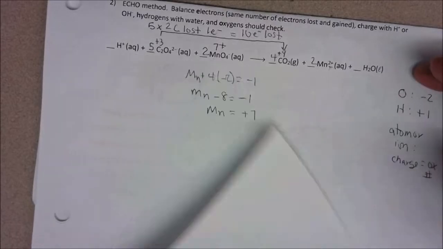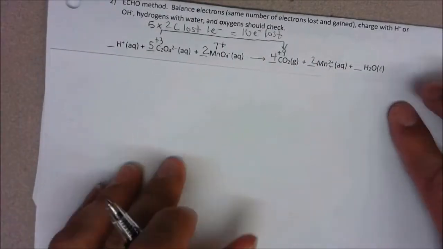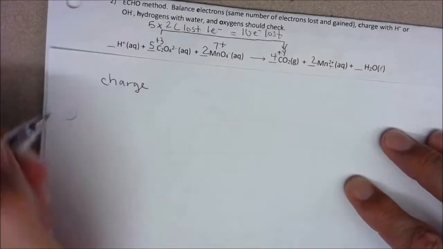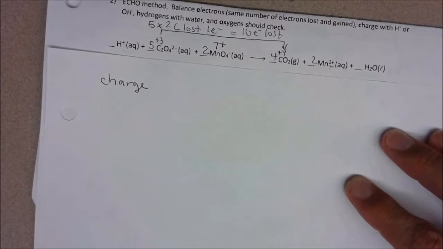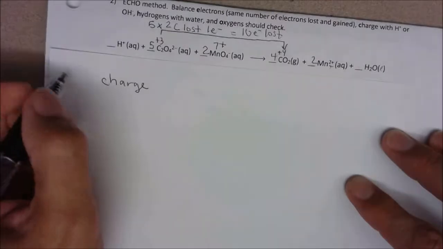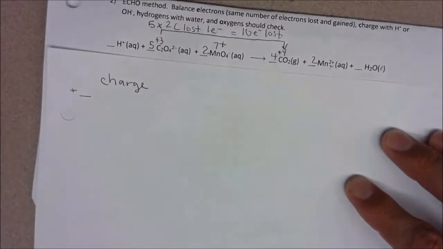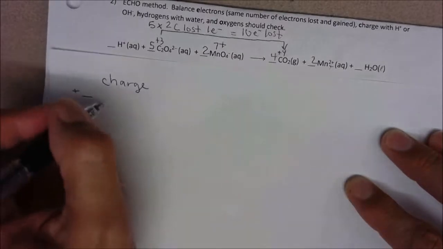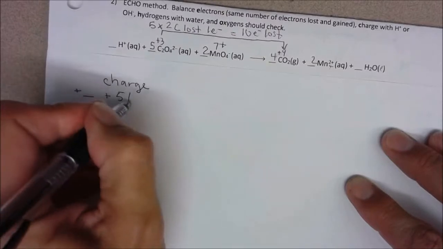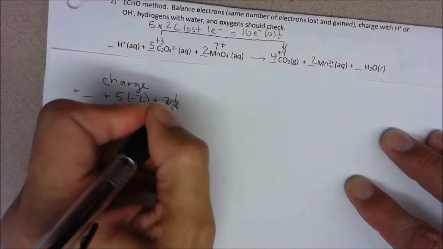The next part of our scheme is looking at the charge. So let's make a little table summarizing what's happening with the charge. If we look at the reactants, we have a proton value, which right now we don't have anything in that blank, so we'll just call that whatever hydrogen is. That's what we're going to change to make them balance out. We have 5 oxalates that are each -2, and 2 permanganate ions, which are each -1.